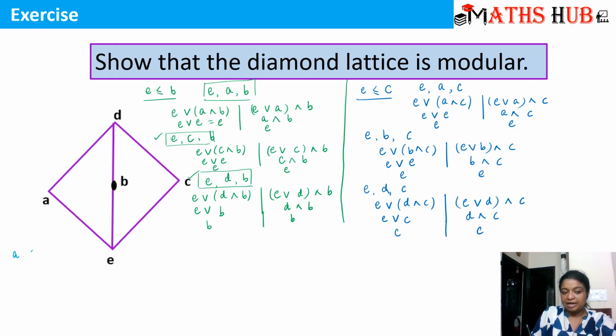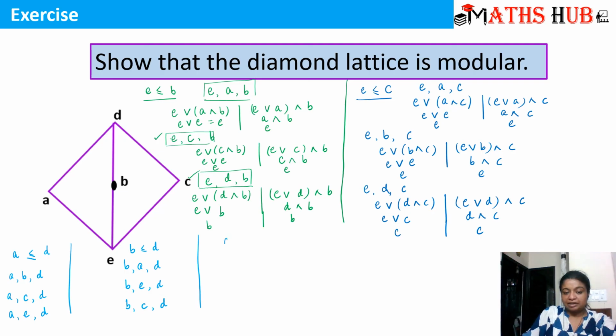So if you pick up A less than or equal to D, then how can you make the pairs? You can make the pair as A, B, D, you can make the pair as A, C, D, and you can make the pair as A, E and D. Similarly, when you pick up B less than or equal to D, you can choose the pair as B, A, D, you can make it as B, E, D, and you can make it as B, C and D. Similarly, you can take the inequality C less than or equal to D, and you can make the pairing C, A, D, then C, B, D, and then C, E and D.